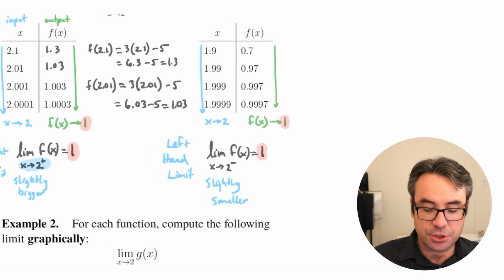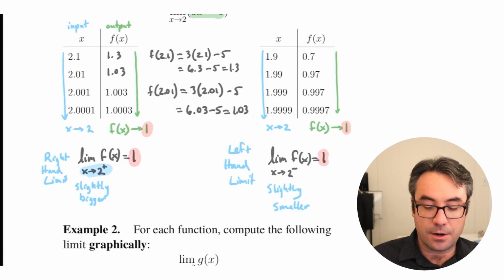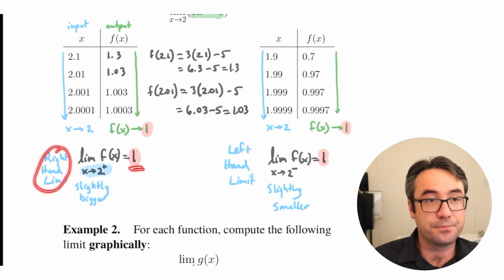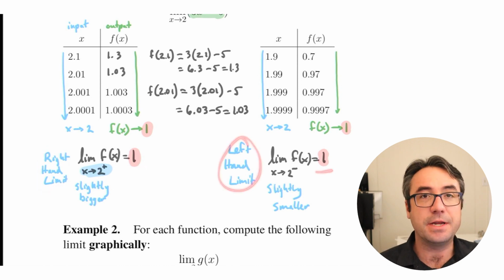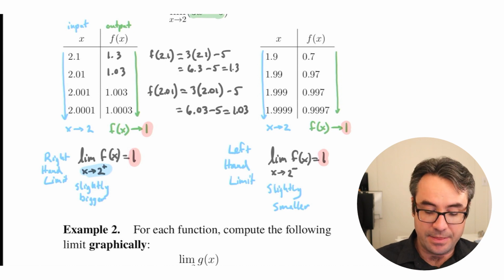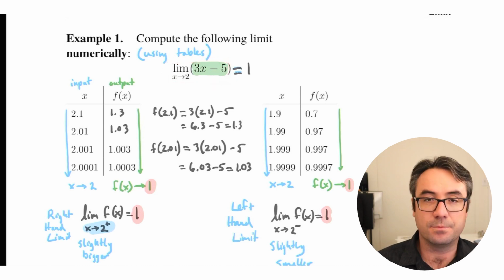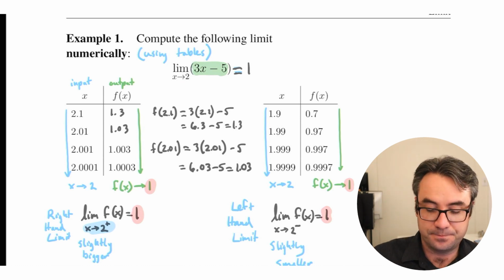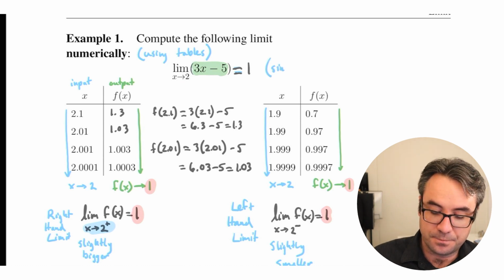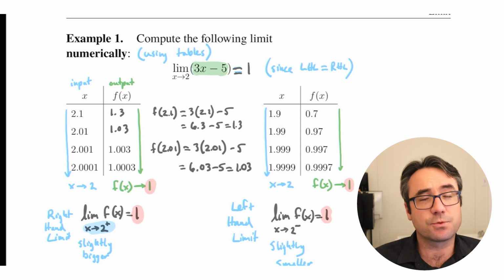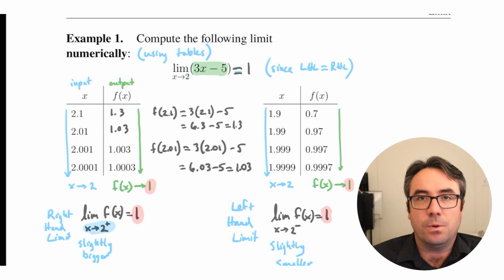And so something special happens when our right-hand limit and our left-hand limit are equal to the same number. In that case, we say the general limit here is equal to that number, in this case 1. So we need the left-hand limit to be equal to the right-hand limit. Sometimes they're not equal, and there's a disconnect in our function.